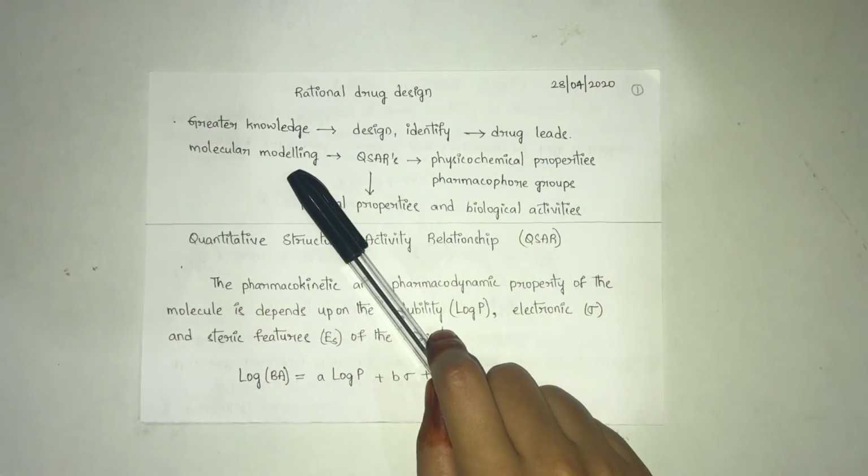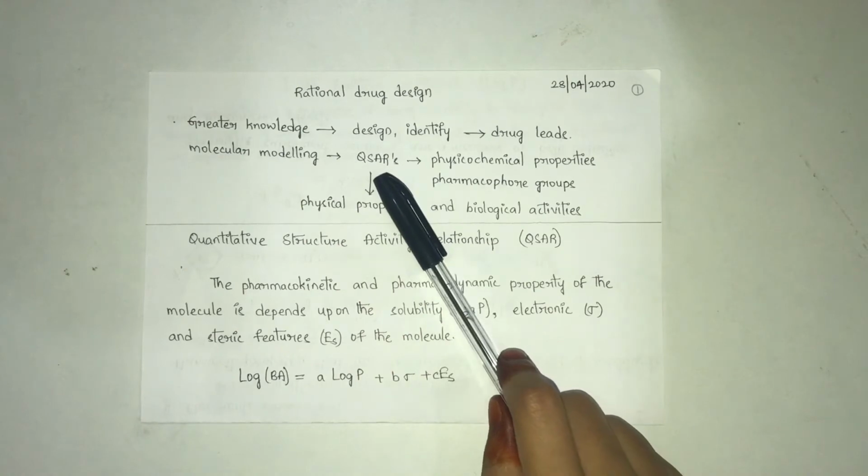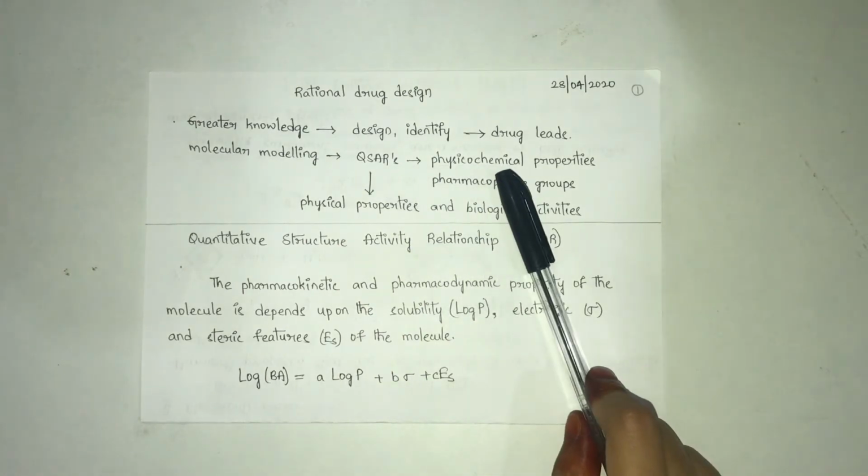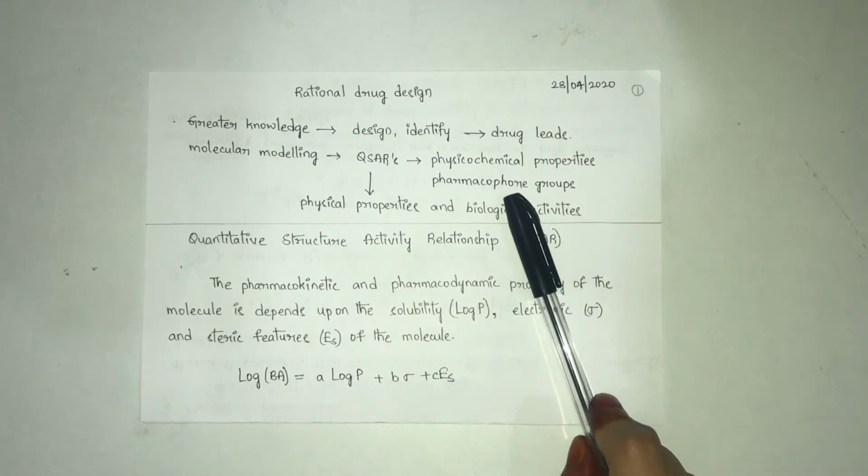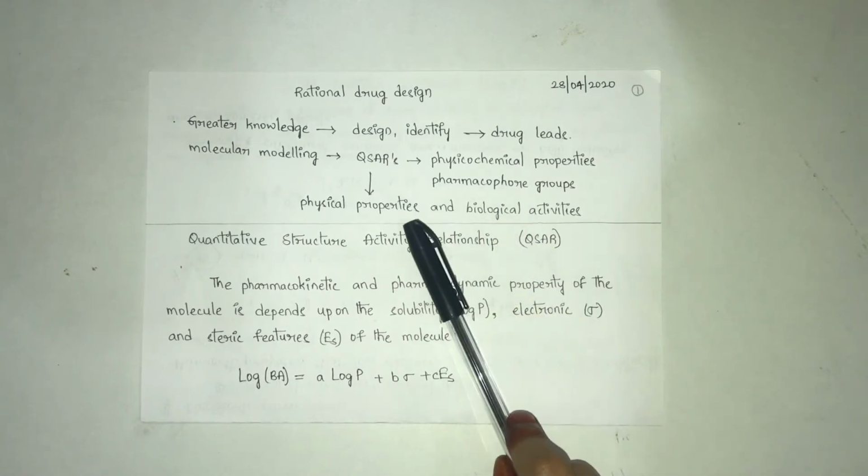The drug design component often involves molecular modeling and the use of quantitative structure activity relationships to better define the physicochemical properties and pharmacophore groups that are essential for biological activity. The development of QSAR studies relies on the ability to examine multiple relationships between physical properties and biological activities.